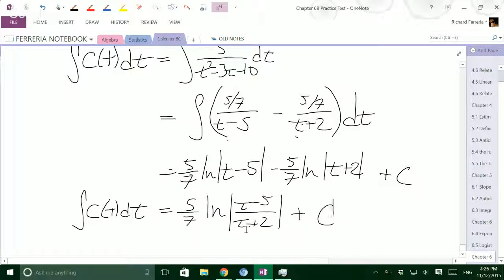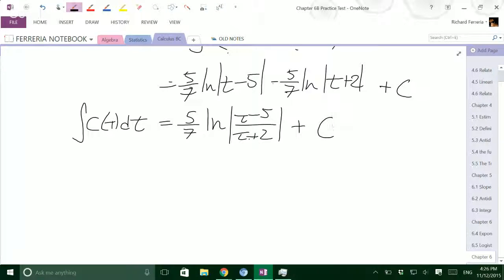Last part, let's find the average value of C(t) from 0 to 1. Average value. Ooh, I hope you didn't forget about average value. The average value is going to be equal to 1 over 1 minus 0.